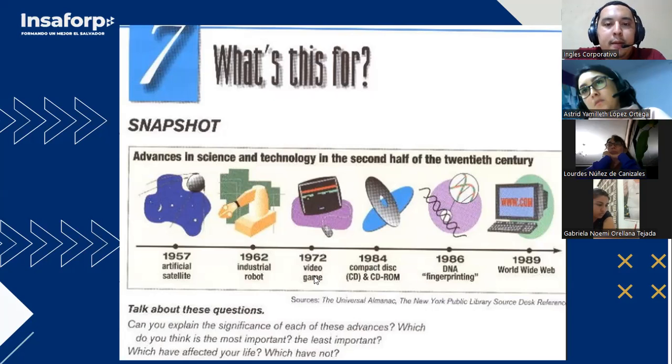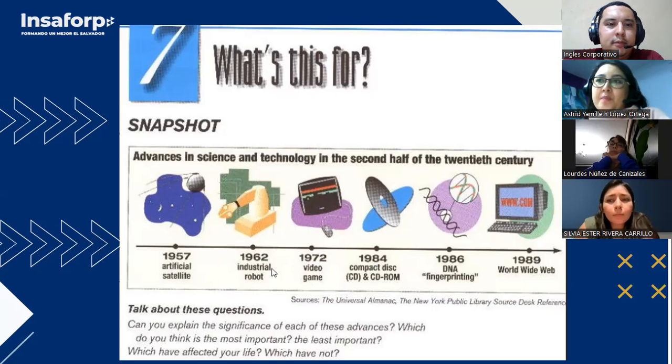And what about video games? Oh, video games, I think was one of the best things that happened in the world, right? The first console that was created, I don't know if some of you know about this. What was the company that created it? Maybe Nintendo? No. The first company to create a console was Atari. Atari was the first one, and Atari also created Pac-Man.